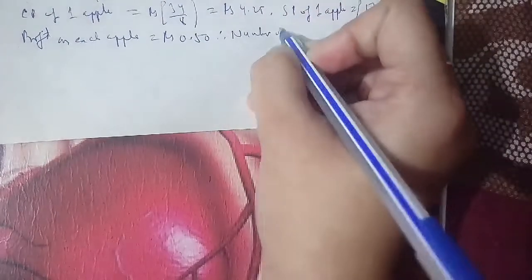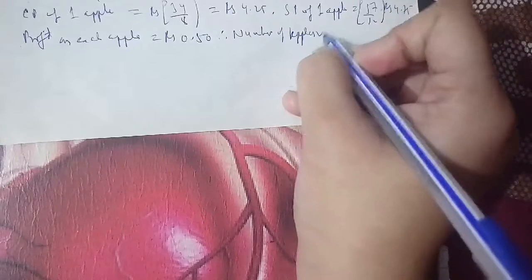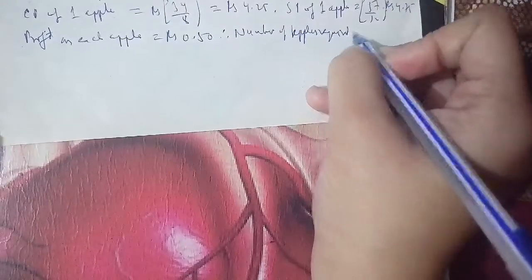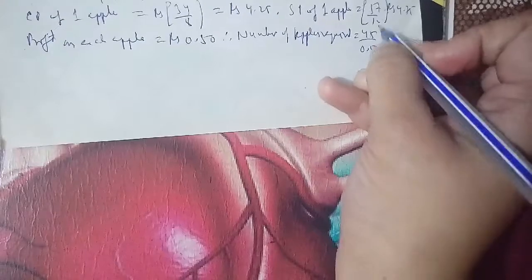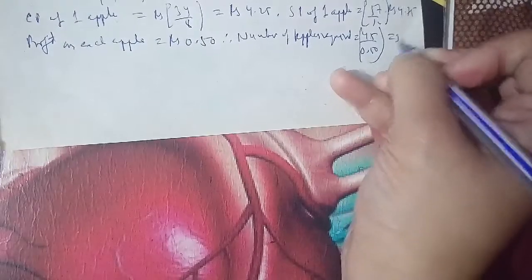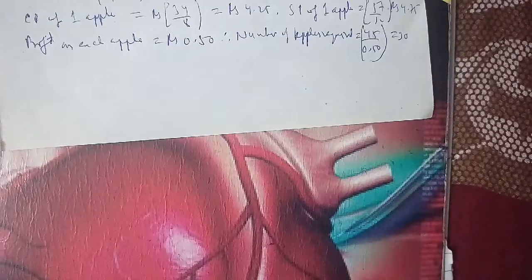Number of required apples equals to 45 upon 0.50, which is equals to 90. That we had as an answer here, and that is what we'll have to discuss about it. Now we'll go ahead for the next.